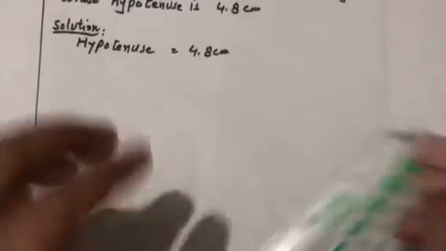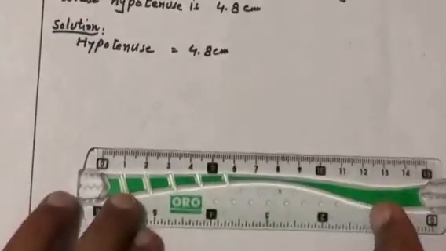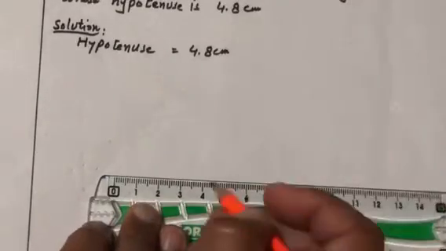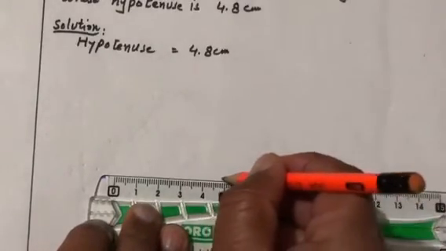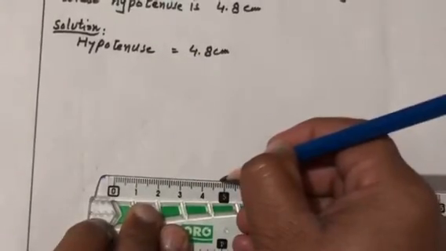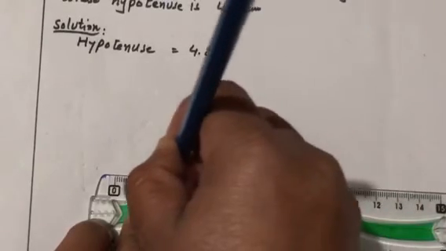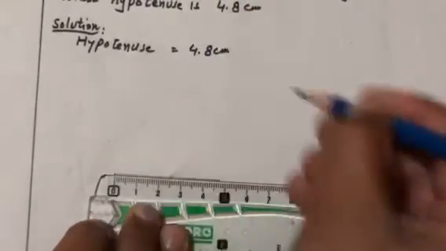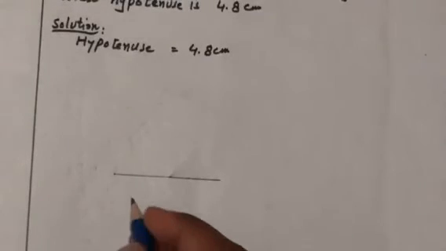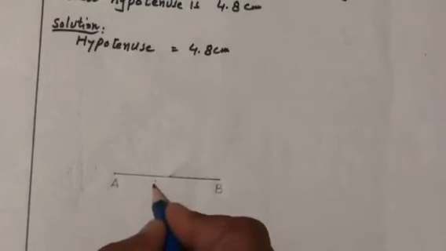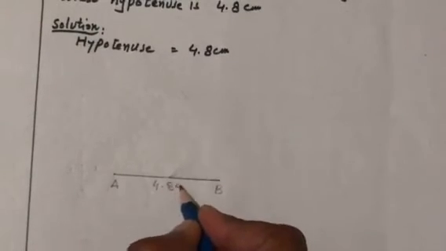So here we are going to draw the 4.8 centimeter hypotenuse. We will give it the name AB of 4.8 centimeter.